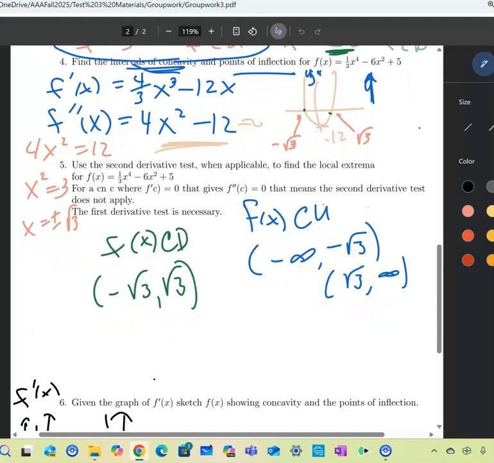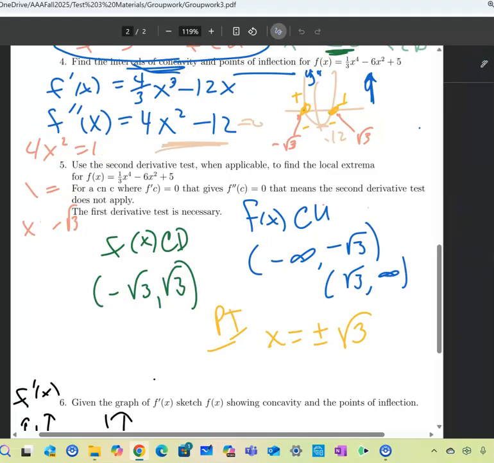So are there points of inflection? Yes. The points of inflection would be this and this, because it changes from positive to negative and negative to positive. And I'm always just going to ask you for the x values. So it's plus or minus root 3.